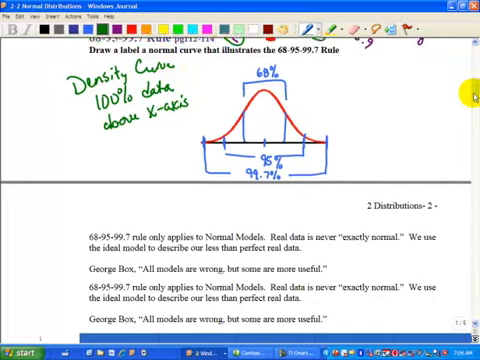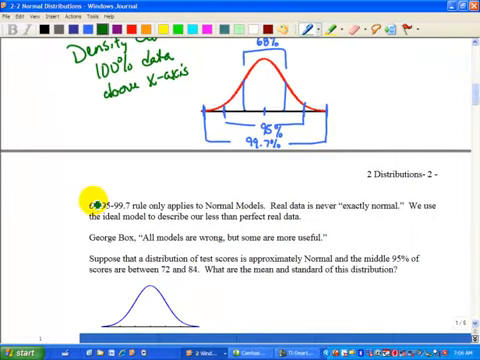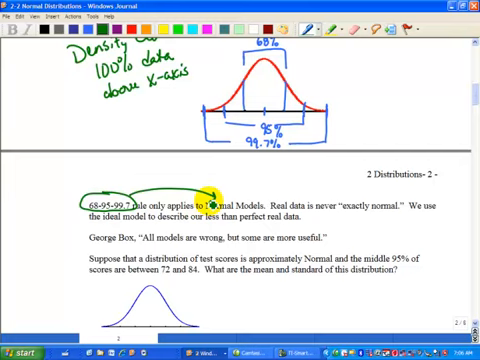And then when I turn the page over, it says, hey, but this rule I'm just showing you, this 68, 95, 99.7, it only applies to normal models. And real data is never normal, like Michael Jordan, good old MJ, except you guys were too young to call him that. So we use the ideal model because nothing's ever perfect.